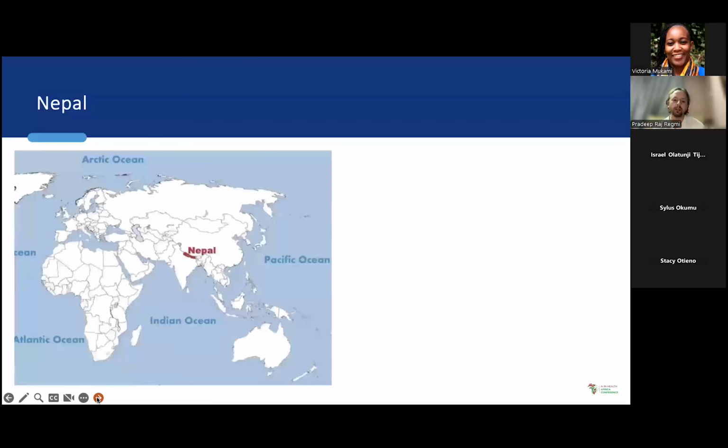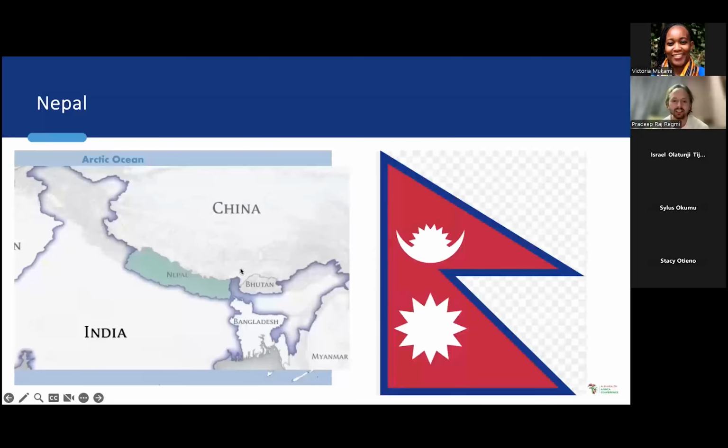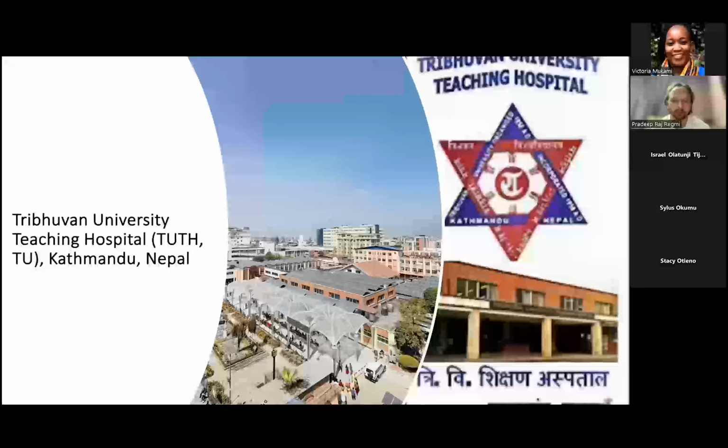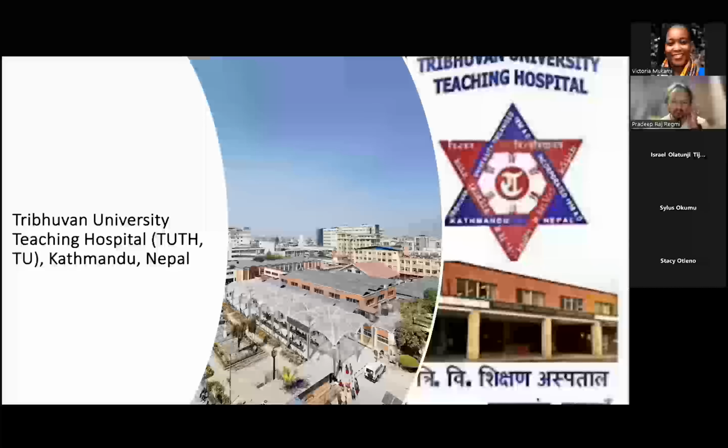As you know, Nepal is situated between India and China, and it is a landlocked country. In the northern side, it is full of mountains like Mount Everest. And the flag of Nepal is also unique. It is a triangular shaped one. And this is my workplace, Tribhuvan University Teaching Hospital in Nepal. It is the largest hospital in the country, the largest referral center.